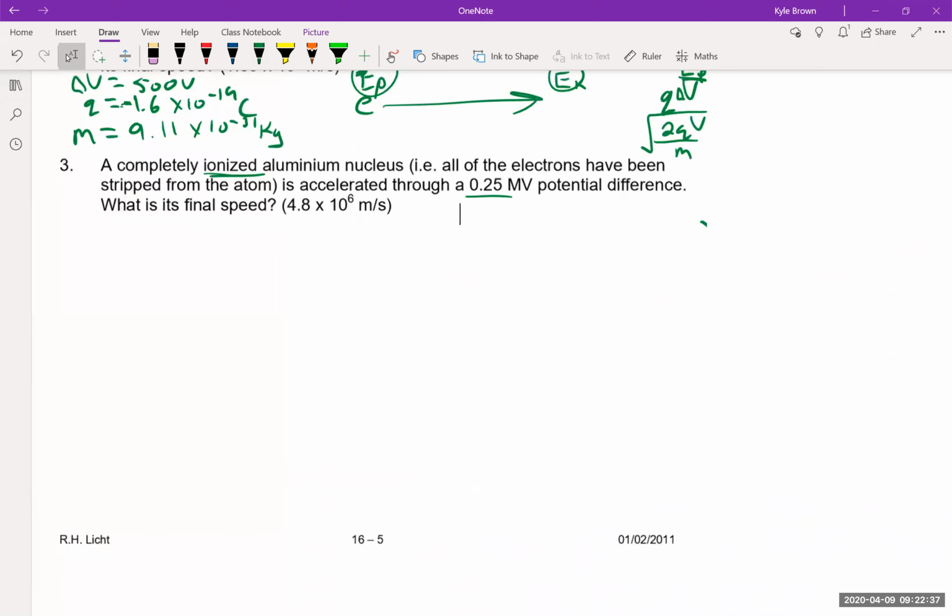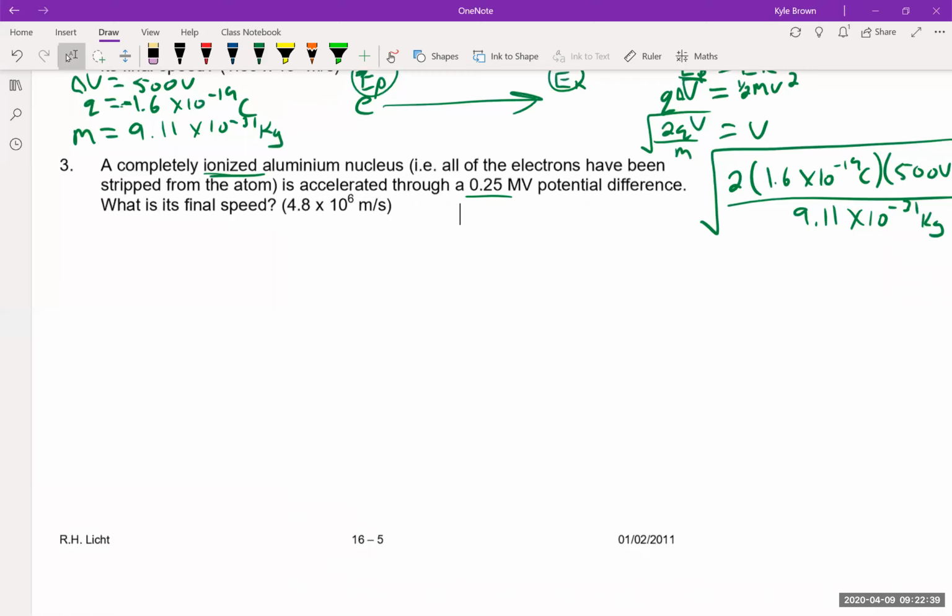All right, so what we can say is that the charge that we're actually dealing with on this thing, the charge would be 13, right? The atomic number, because that's how many protons we have, right? And then that times positive 1.6 times 10 to the negative 19 coulombs. Okay, so our charge is going to be 2.088 times 10 to the negative 18 coulombs.